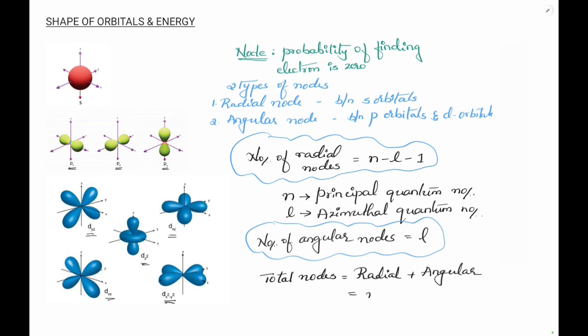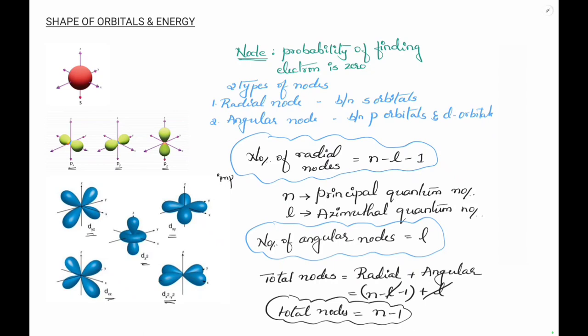It is nothing but n minus l minus 1 plus l. So l and l get cancelled. The total number of nodes is equal to n minus 1. This is how you can calculate the total nodes, angular nodes as well as radial nodes. All these are important to remember.